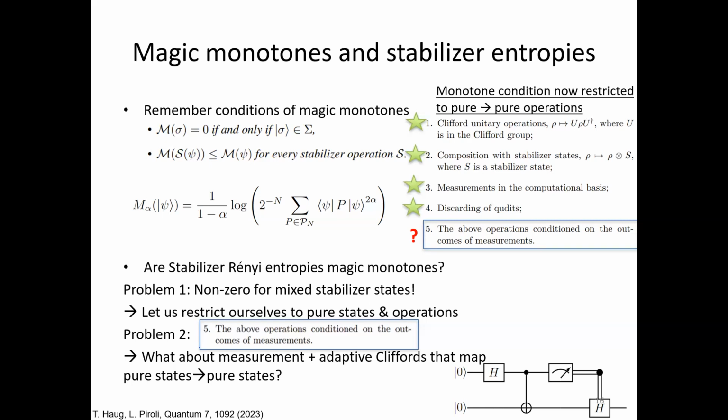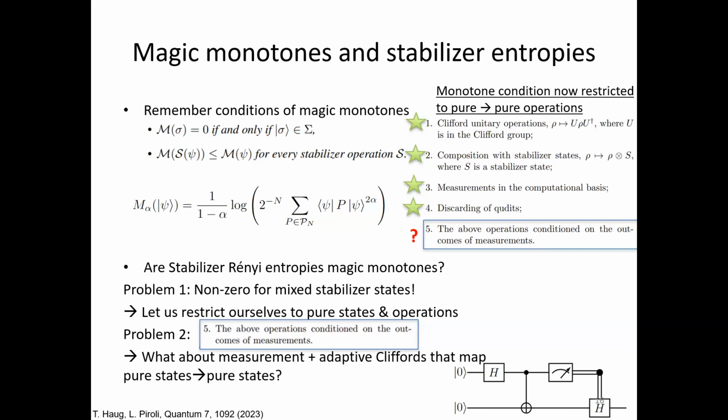And the final problem is the fifth question. So let's say we apply any of these operations conditioned on the outcome of measurements. So the fifth case is not clear a priori. So now we can consider what about measurements, and we consider the case of adaptive Cliffords. So meaning we run a Clifford operation, let's say Hadamard and S gate in this case, and then we apply a measurement on, let's say, the first qubit.